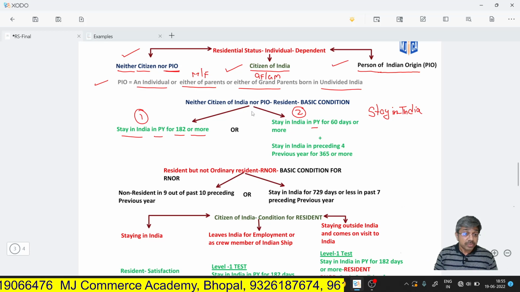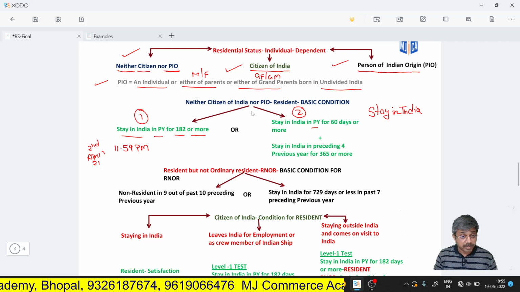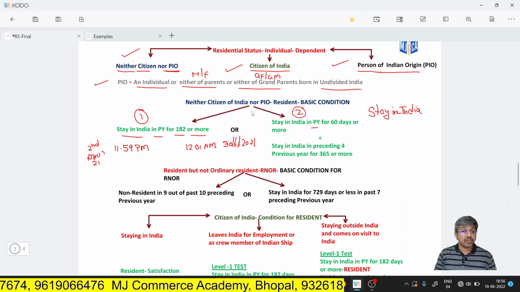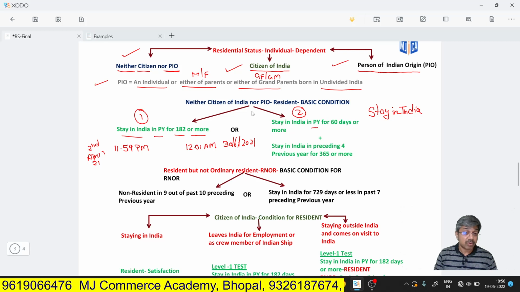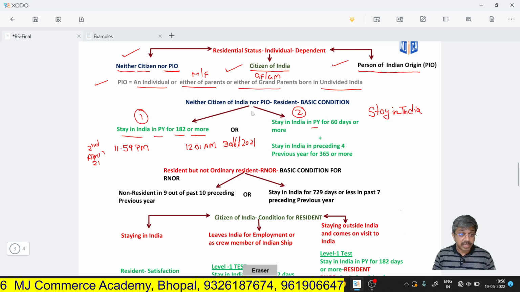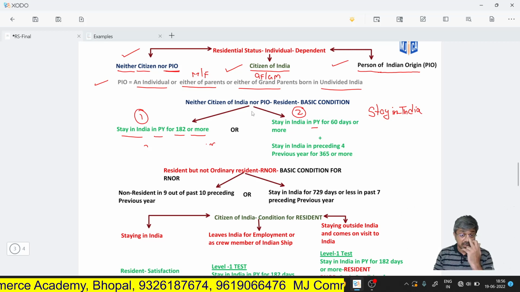Another important point is that if a person arrives in India at, say, 11:59 p.m., say on 2nd April 2021, in this case the entire day will be counted as being in India. Similarly, if a person departs India, suppose on 30th June 2021, then even if he stays in India for 1 minute on 30th June, the entire day will be counted as being in India. It means the date of arrival and the date of departure are both counted for the purpose of counting stay in India. These are two important points, but this is a simple condition. The first condition needs to be checked: whether stay in India is 182 days or more.